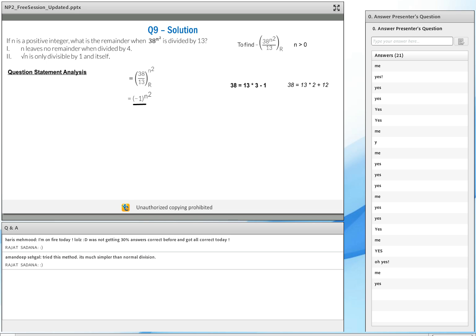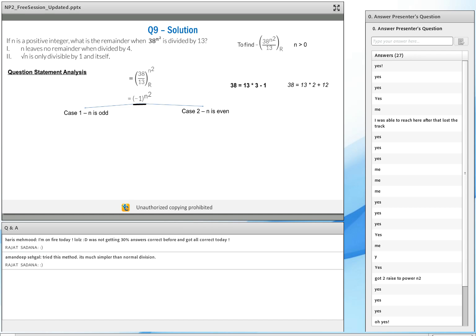Now, this means two things. One, if n is odd, then your remainder is going to be 12. Why? Because your remainder cannot be negative. So in that case, you're going to add 13 to it. If n is even, your remainder is going to be 1.